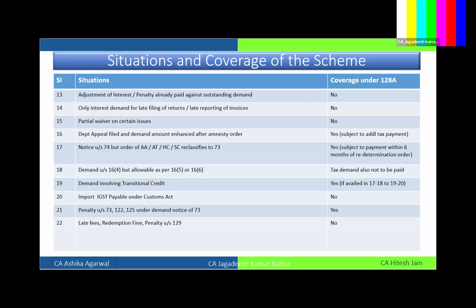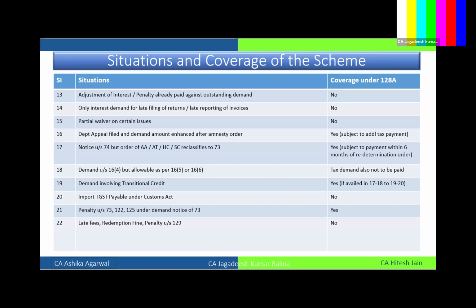So in that case, you will not be covered under this scheme. You cannot opt for this scheme. In a partial waiver, let's say in your order there are 10 issues. You agree with 6 issues and the remaining 4 issues you want to litigate. In that case, you are paying the tax amount only on the 6 issues and retaining the other 4 issues. In that case, you cannot opt for this scheme. If you want to go for this scheme, you need to pay the tax on the entire 10 issues, not only on the 6 issues.